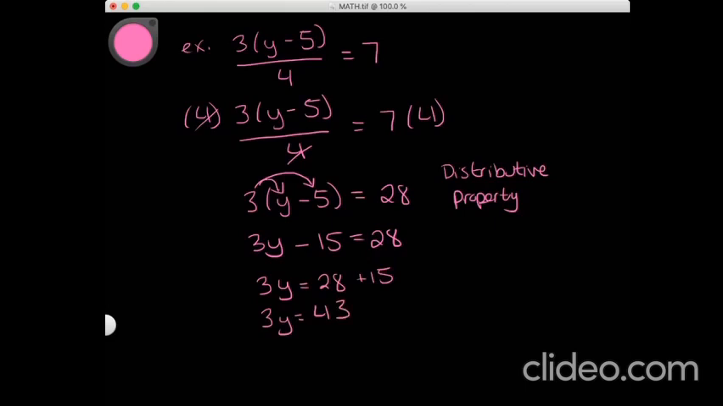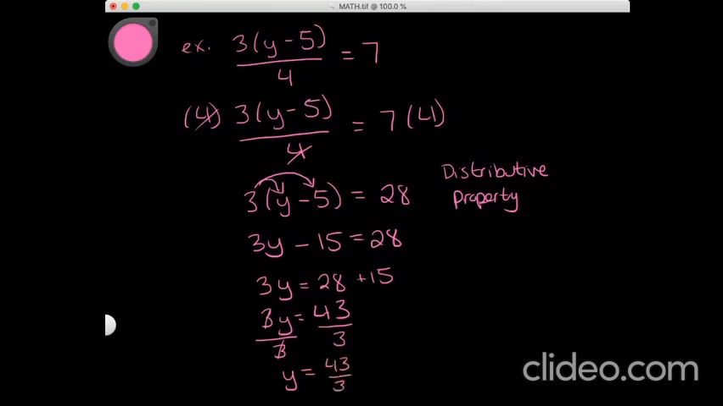Now to get the y by itself, I have to detach this. Remember, this means 3 times y, so that is multiplication. The opposite of multiplication is division, so I will divide by 3, but if I divide one side by 3, I have to divide the other side by 3. So these two 3's will cancel out, and I'm left with y equals 43 over 3.